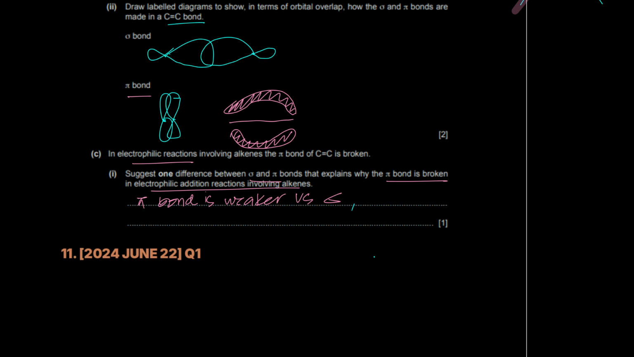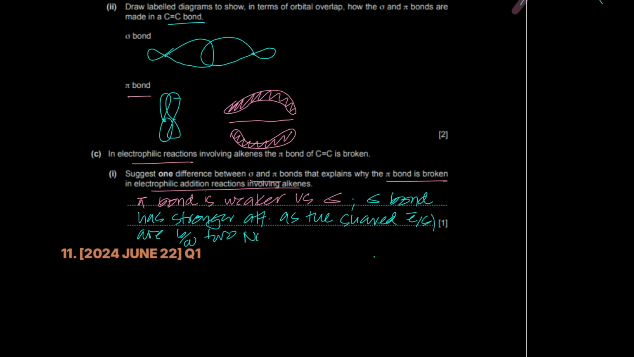So the pi bond is weaker than a sigma bond. Why? Because sigma bond has stronger attraction as the shared electrons are between the two nuclei. Stronger attraction. Shared electrons are between two nuclei.